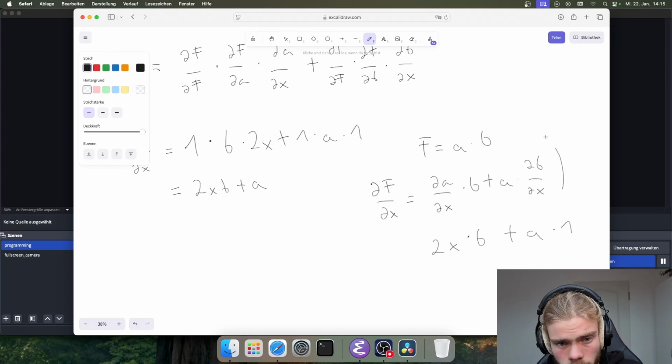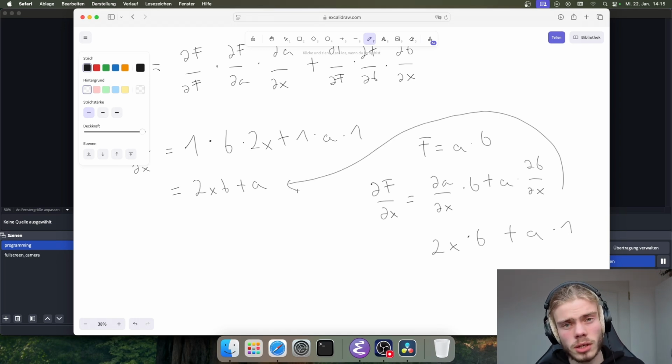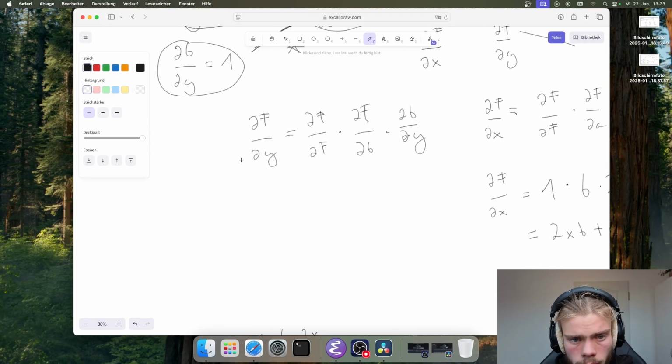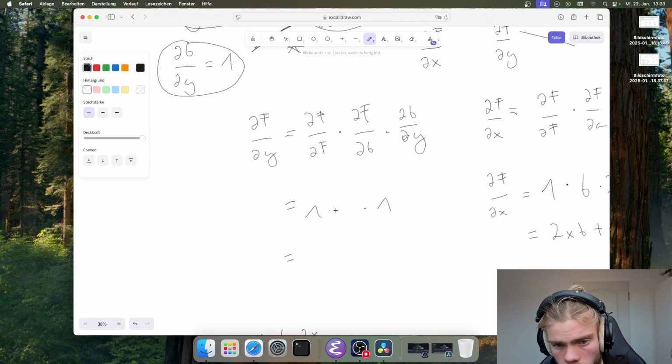So by traversing through the computational graph in a backwards manner and adding up the paths that contribute, the paths that end up at the same input, we get the same as the product rule. And for our df/dy, we get 1 times a times 1, and so that is equal to a.